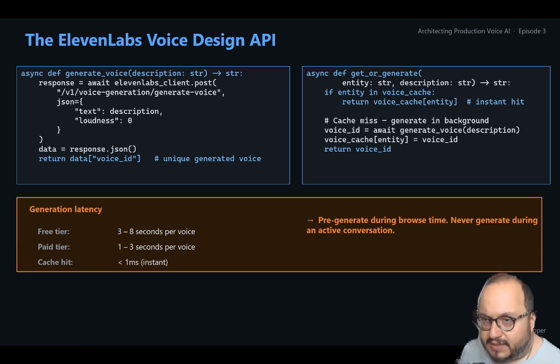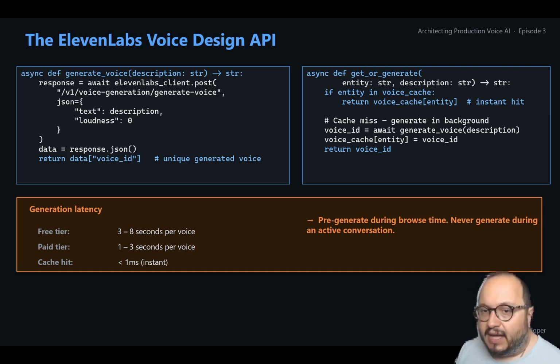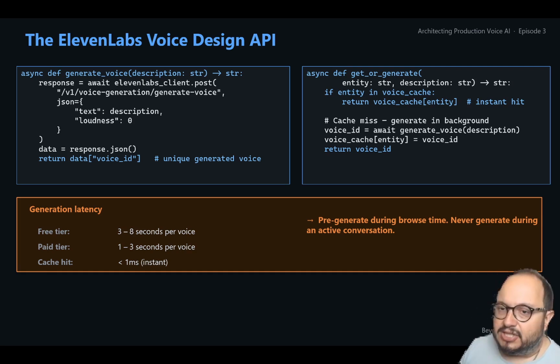Voice generation is not fast. On a free tier account, it takes between 3 and 8 seconds to generate a voice. On a paid tier, it is closer to 1 to 3 seconds. This means you cannot generate a voice in response to a user action and have it ready immediately. You need to generate voices ahead of time, either when the user loads a session or in the background as they browse exhibits, and cache the voice IDs.